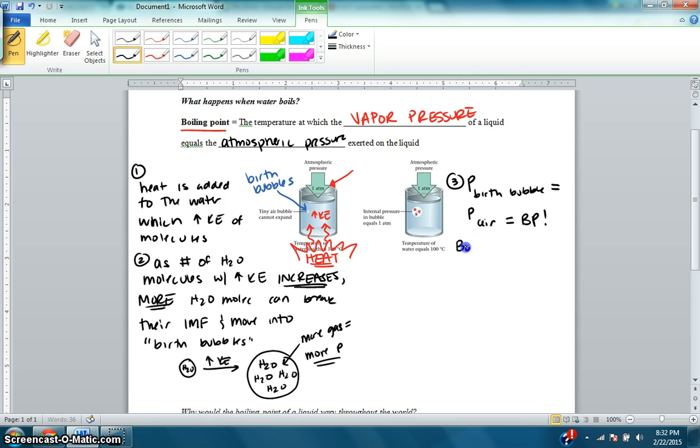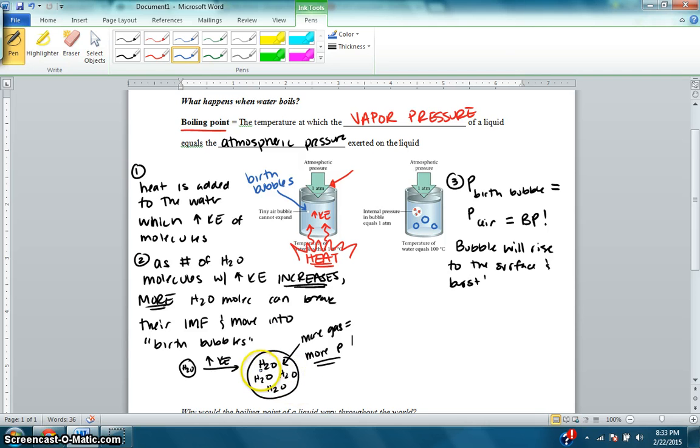So the bubble will rise to the surface and burst. And this is happening all throughout the liquid. Everywhere in our liquid, we have these tiny little bubbles that are going to get more and more gas molecules in them as the temperature of our water gets hotter and hotter, because we have all the intermolecular forces being broken and they can escape into those bubbles.